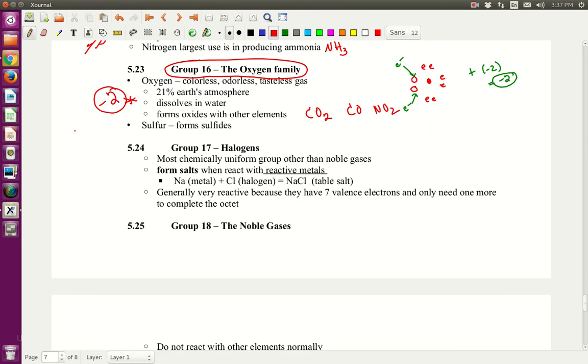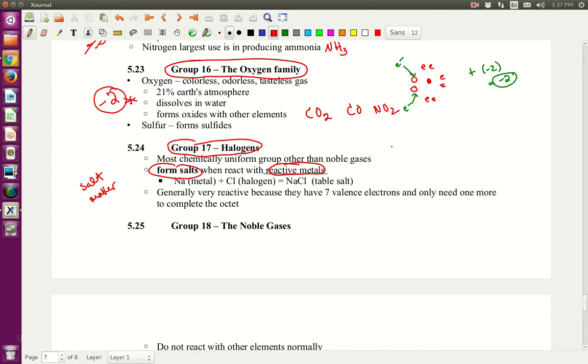Now we get to group 17, the halogens, one of the most famous groups, okay? The halogens. This is group 17. I guess you could call it the fluorine family if you wanted to. It's the most chemically uniform group other than noble gases. It forms salts. So halogens are salt formers, okay? Salt makers. Like sodium and chlorine make sodium chloride. It forms salts with reactive metals. Well, what are the reactive metals? That's either the group 1 metals or group 2.